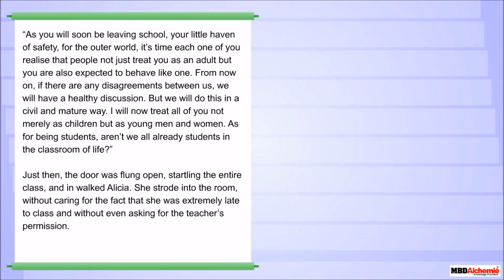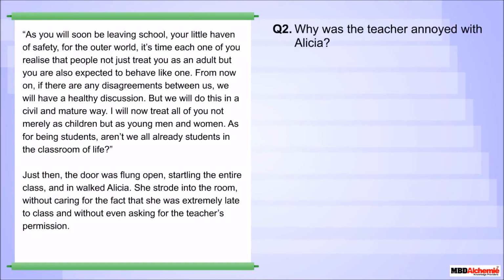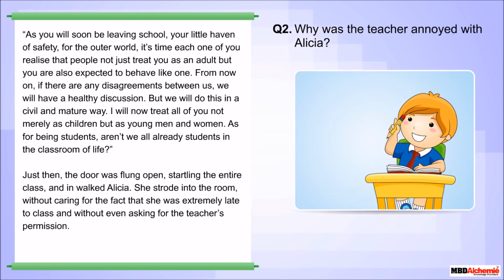Now let's move on to the second question. Why was the teacher annoyed with Alicia? This is a why question which asks us for a reason. We can find the answer somewhere in Alicia's actions that may have made the teacher upset. Let us look for such actions in the passage.